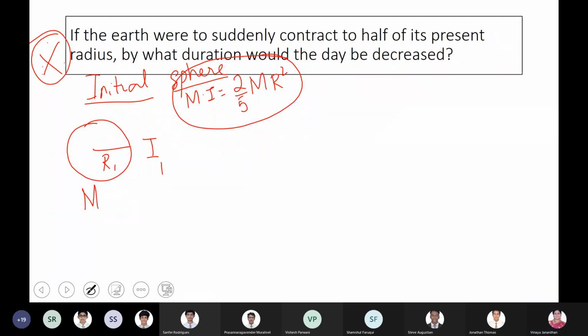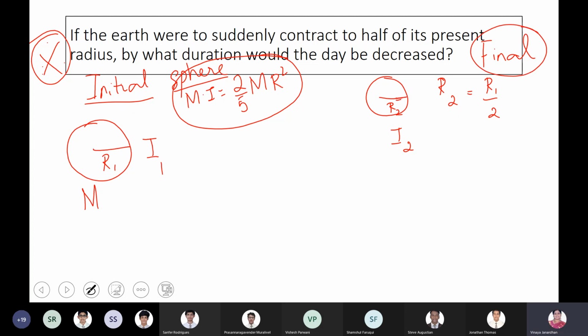Now, what happens is that its mass remains constant, but its radius will decrease. In that case, its volume decreases, density will increase. So its radius R2 becomes equal to R1 by 2. This is the final condition.